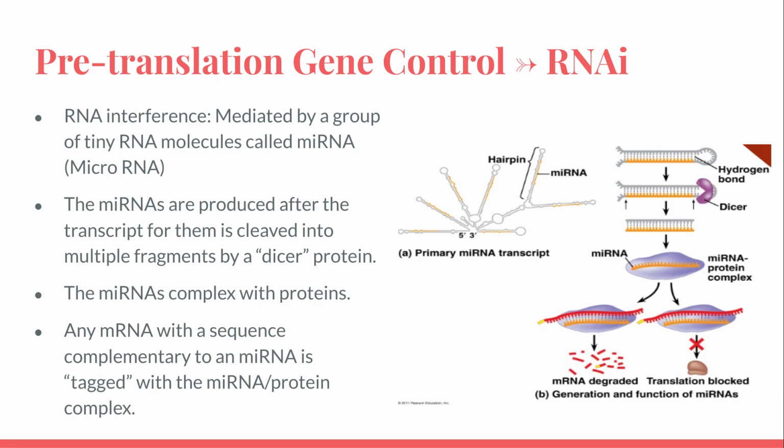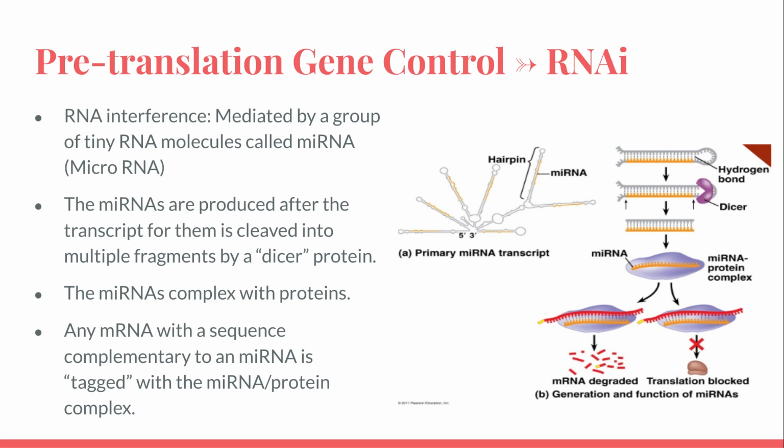One is before translation happens: the messenger RNA that is produced after splicing, the mature messenger RNA, in whatever form that is, it can be the product of alternate splicing, however that is. So the messenger RNA that is produced can be regulated. And one of the ways that happens is called RNA interference. RNA interference is mediated by a group of small RNA molecules called microRNAs. And microRNAs are usually about 21 nucleotides long, very, very small.